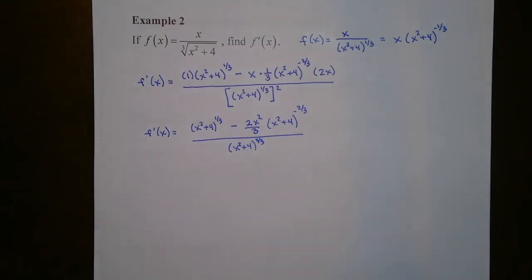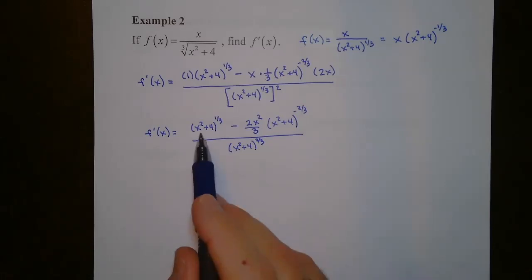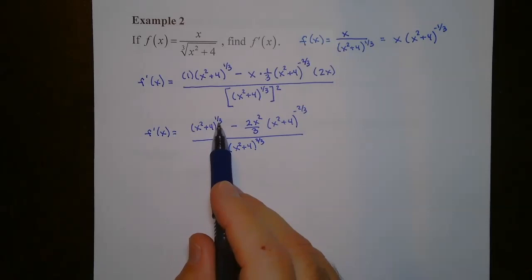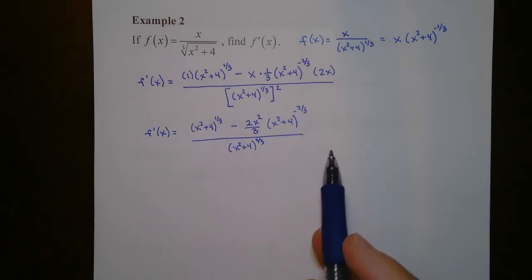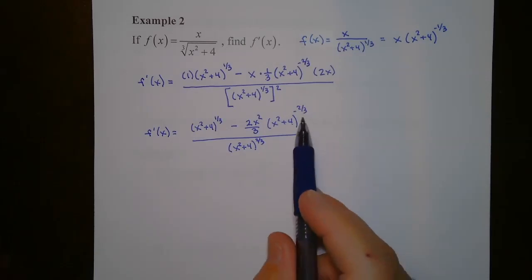Now the very next thing is you should be seeing there's a GCF here, and the GCF is this x squared plus 4. One is being raised to the 1/3 and the other is being raised to the negative 2/3. So which one do we factor out? We're going to factor out the smallest power, which is the negative 2/3.